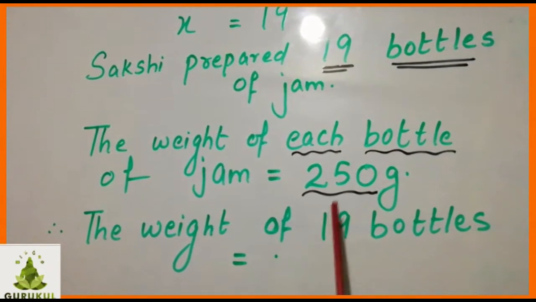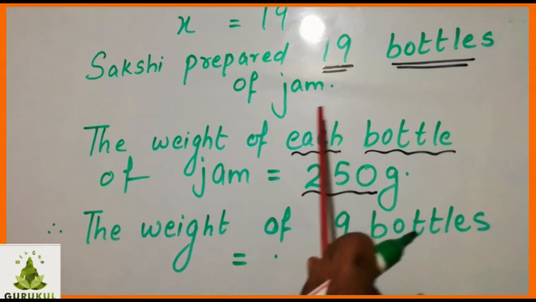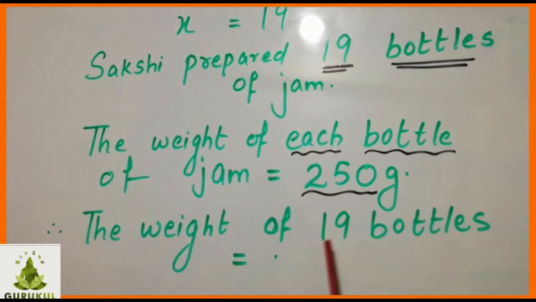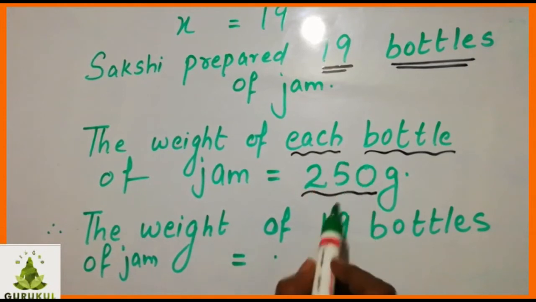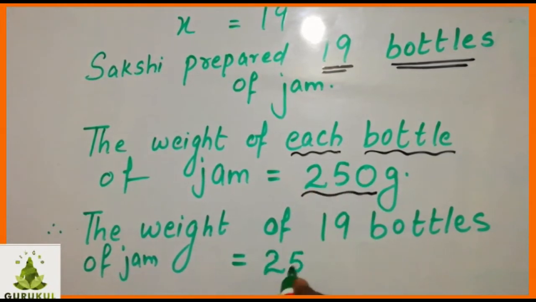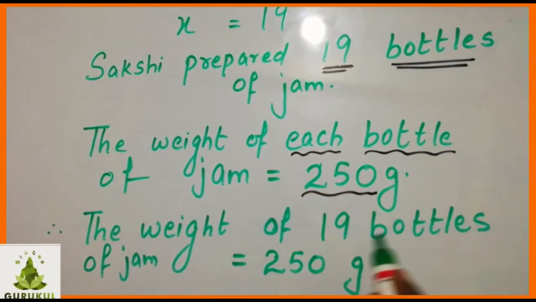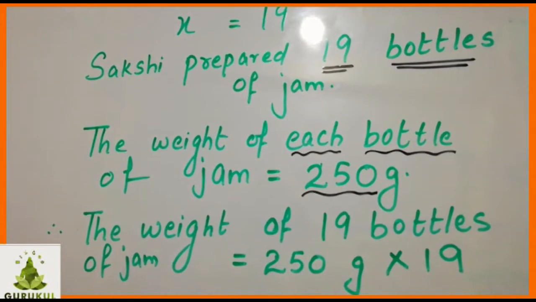Weight of each bottle of jam is given as 250. Now total 19 bottles of jam were made. So the weight of 19 bottles of jam, how are you going to find? In one bottle there are 250 grams. So for one bottle, this many grams; for 19 bottles, one is given, many is asked. For many, multiply. So multiply by 19. Is this clear? When you multiply 250 grams by 19, you will get the weight of 19 jam bottles.